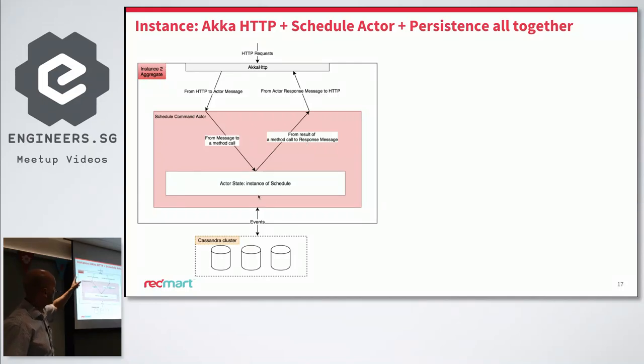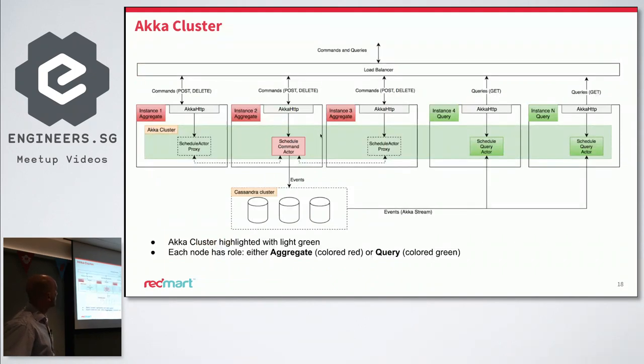During the state change, as I explained before, we persist the event corresponding to this command message, using Akka Persistence, to the Cassandra cluster. If the actor died or restarted, all the events will be replayed out of the box by the persistent actor, and the state will be recovered. Then normal processing resumes. So this is where we are now. This box I showed here is this one, with a bit more detail. Okay, moving on.